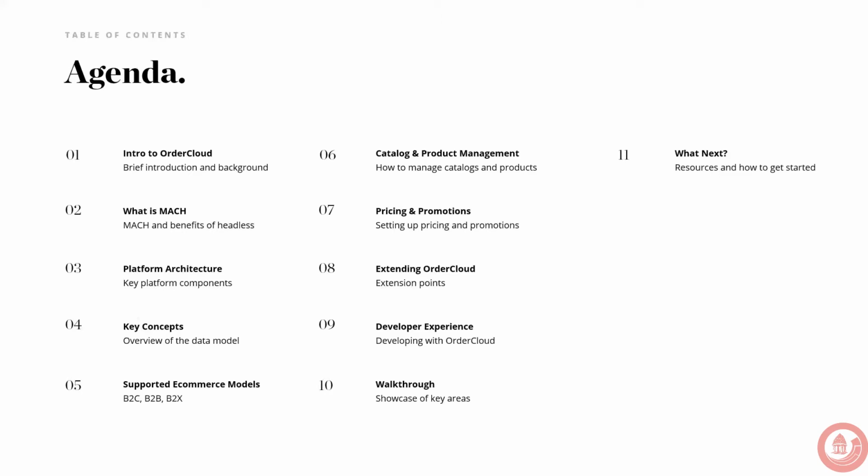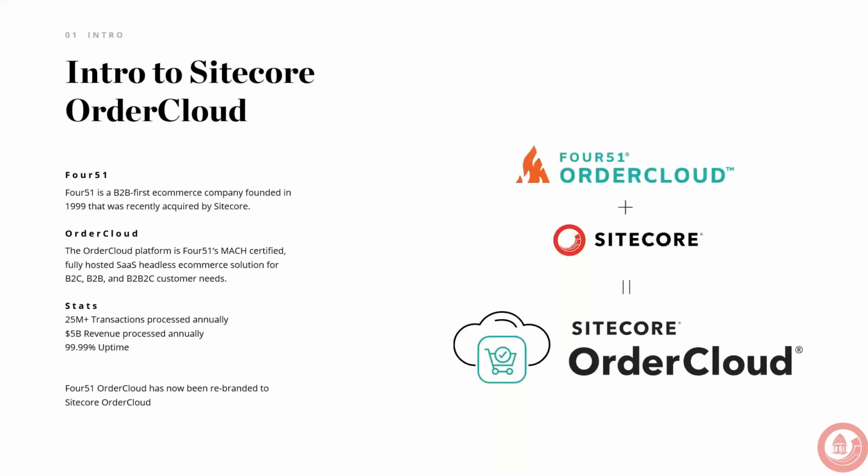So what's OrderCloud? For all of those who are in the Sitecore space, you probably heard recently Sitecore acquired a company called 451, which was started as a B2B first e-commerce company, and it's been around since 1999. So roughly over 20 years, quite a mature platform. And OrderCloud is basically their SaaS headless e-commerce solution built for B2C, B2B, and B2X customer needs.